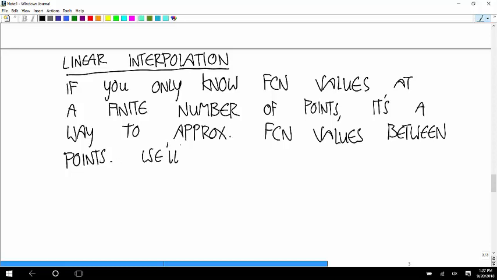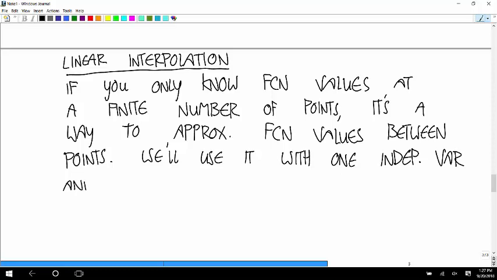So we'll use it with one independent variable and with two independent variables.